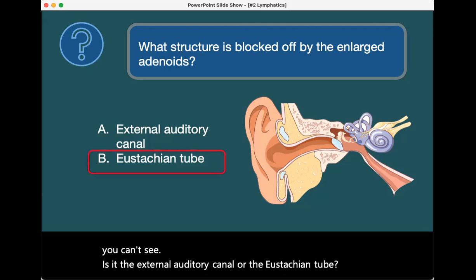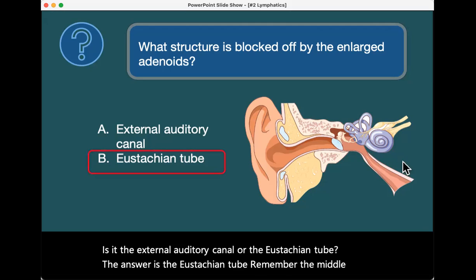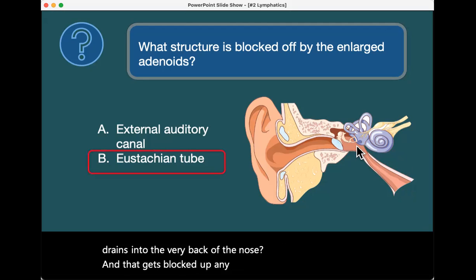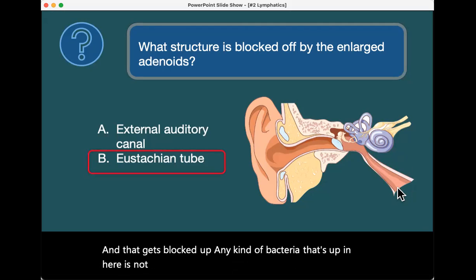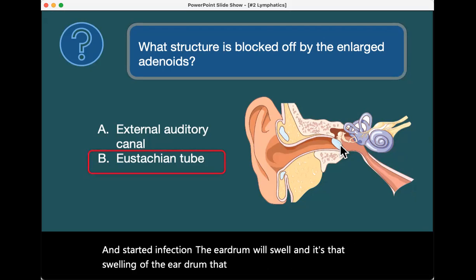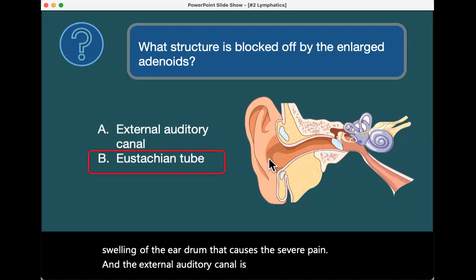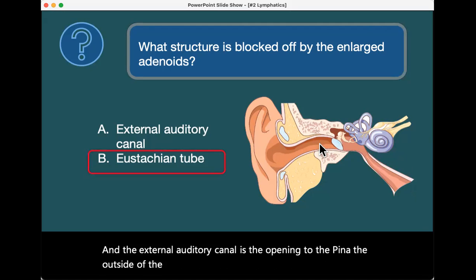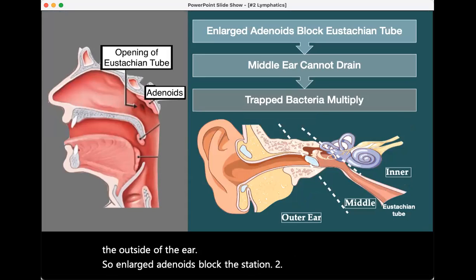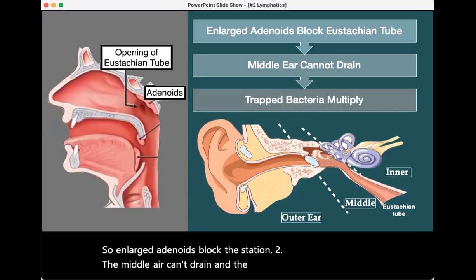The answer is the eustachian tube. Remember, the middle ear drains into the very back of the nose. And if that gets blocked up, any kind of bacteria that's up in here is not being drained, not being open to air, and that'll just form an abscess cavity and start an infection. The eardrum will swell, and it's that swelling of the eardrum that causes the severe pain. And the external auditory canal is the opening to the pinna, the outside of the ear. So enlarged adenoids block the eustachian tube, the middle ear can't drain, and the trapped bacteria multiply.